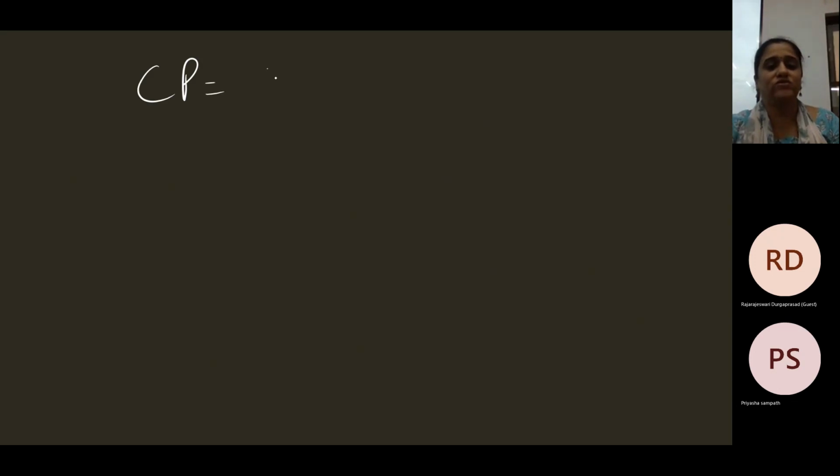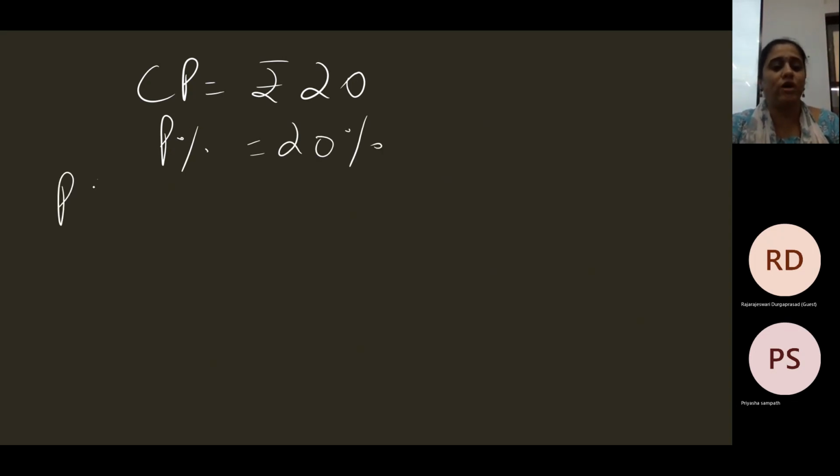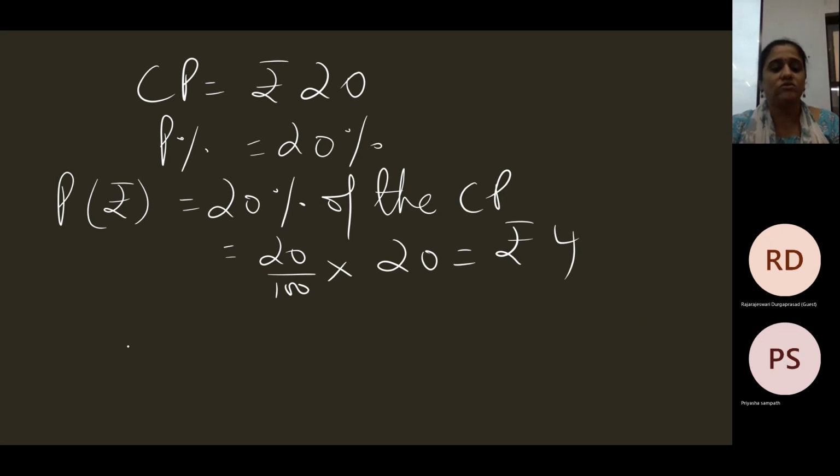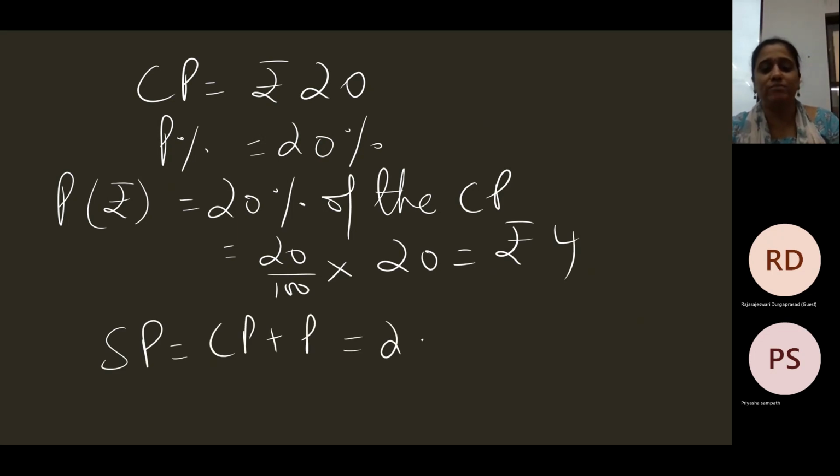The cost price is rupees 20. Profit percentage is 20%. How do you find the profit in rupees? It is 20% of the cost price. So it is 20%, meaning 20 by 100 of 20 rupees, which is rupees 4. So then what is the selling price? CP plus profit, which is 20 plus the profit 4 rupees, which is rupees 24. That was what was given to us.